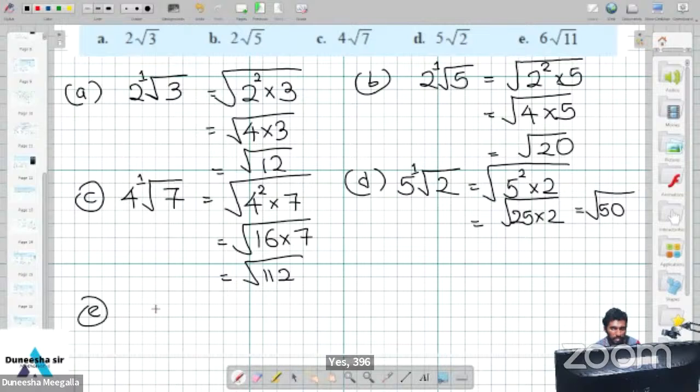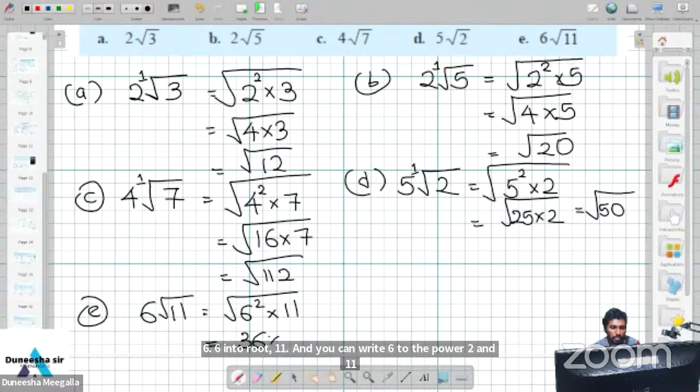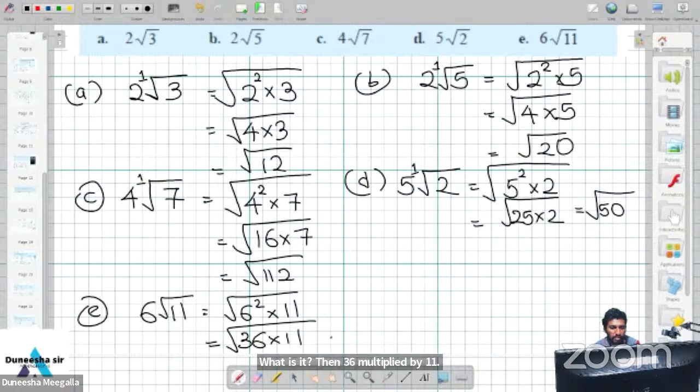Then 6 into root 11. Then you can write 6 to the power 2 and 11. What is it? Then 36 multiplied by 11. Then 360, 396. Root 396. Okay. I finish.